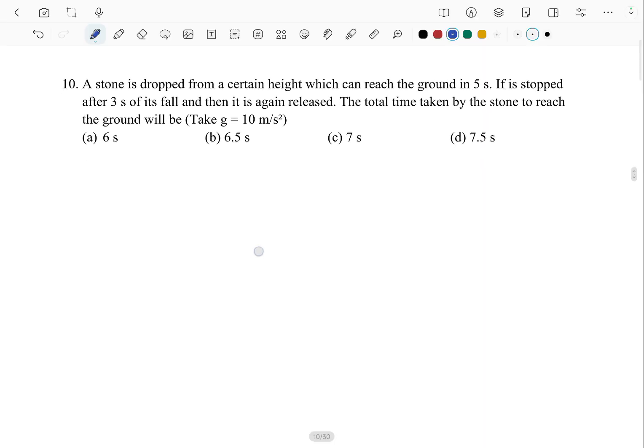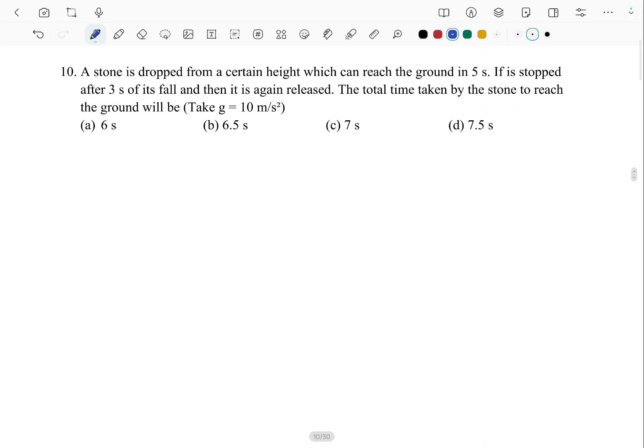Question number 10. A stone is dropped from a certain height and can reach the ground in 5 seconds. If it stops after 3 seconds of its fall and then is released again, the total time taken by the stone to reach the ground will be? Now after 3 seconds it has been stopped and re-released. According to the question, the total time is given as 5 seconds. Let's also find the total distance traveled.